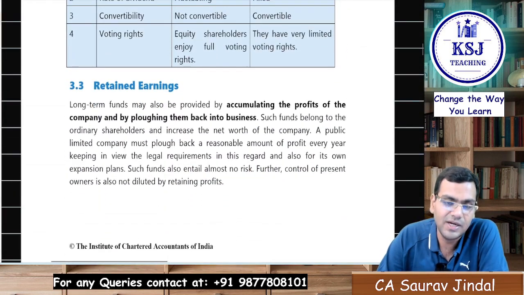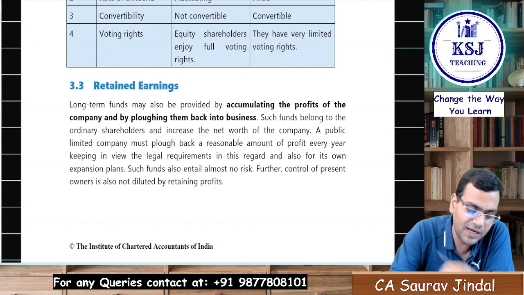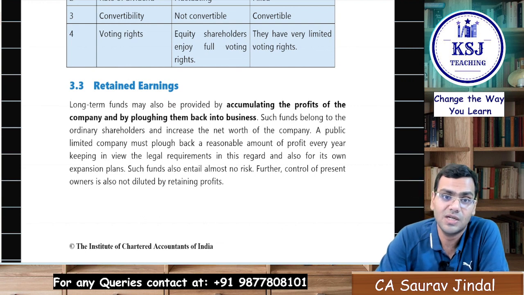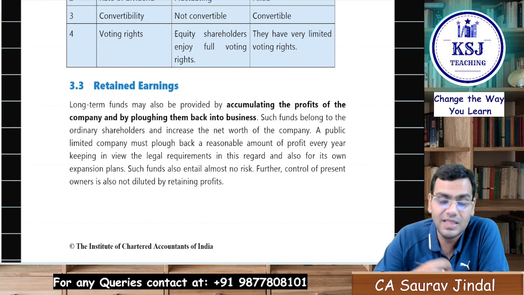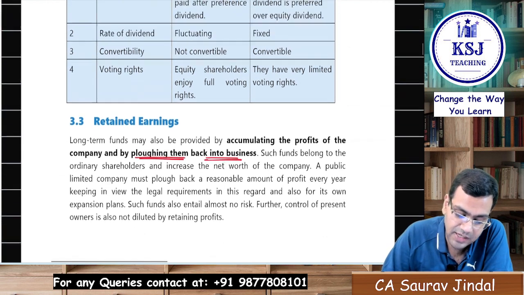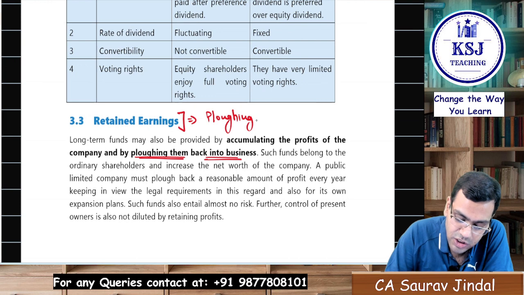Retained earnings. Retained earnings is very simple, sir. Retained earnings is what? Whatever you are earning, you do not pay 100% to the equity shareholders. You retain some money in the business, that is known as plowing back of profits, right? So retained earnings is often known as plowing back of profits, and this question has been asked as a theory.